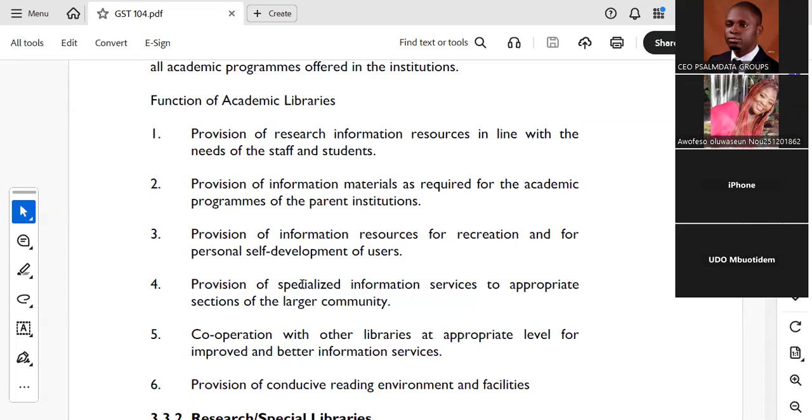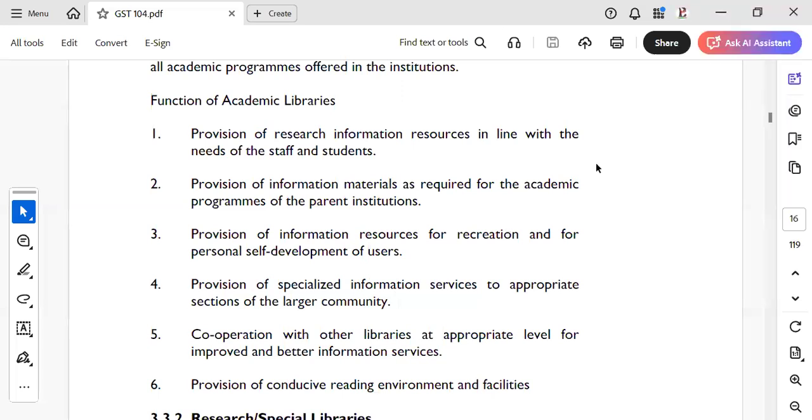So what this is talking about is specialized information services to appropriate sections of the larger community, that is, the outside world. For instance, if we have a particular material that deals with a particular research, or let's use some history about UI. If you truly want to know some things about UI, you can go to their library and get information that is specific to UI, their history, and so on. You get the authentic information.